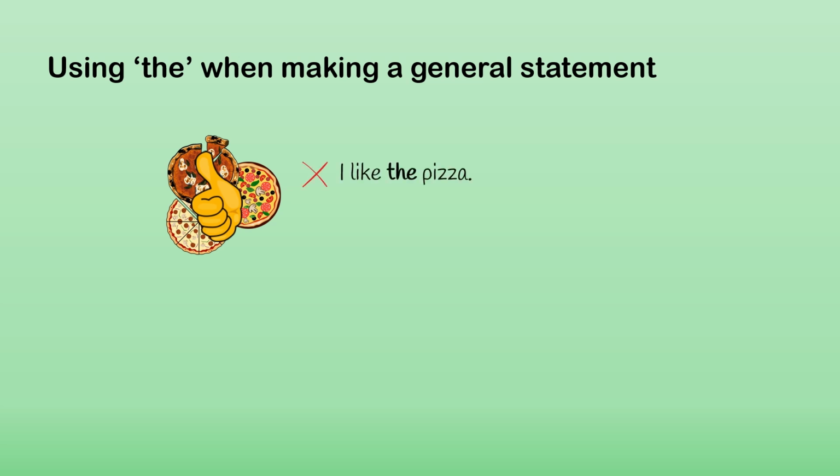Another common mistake with articles is using the when making a general statement about things in a broad sense. For example, if I want to say I like pizza in general, as a type of food, I don't say I like the pizza. That's wrong. That sounds like I'm referring to a specific pizza. Maybe one I just ate, or one from a particular place. To say that I like pizza in general, I don't use an article. I would say, I like pizza.